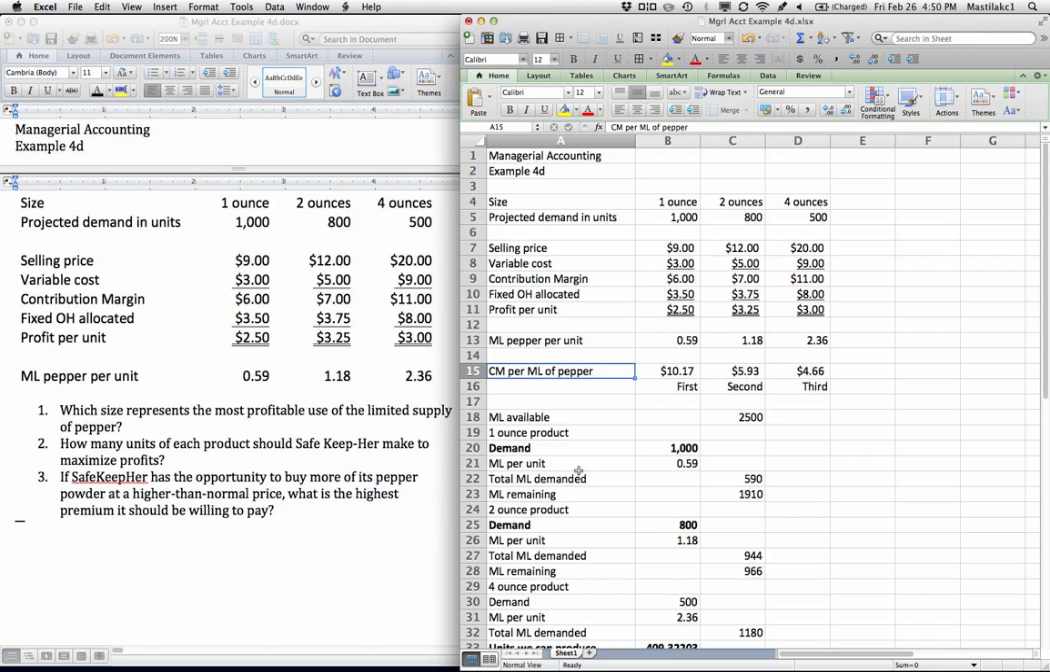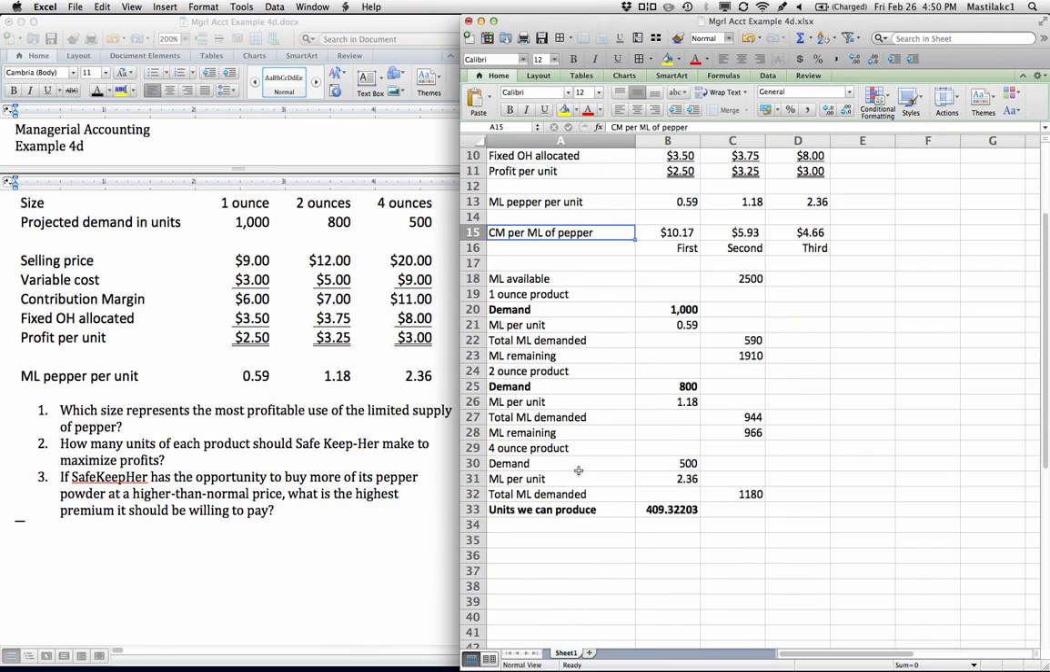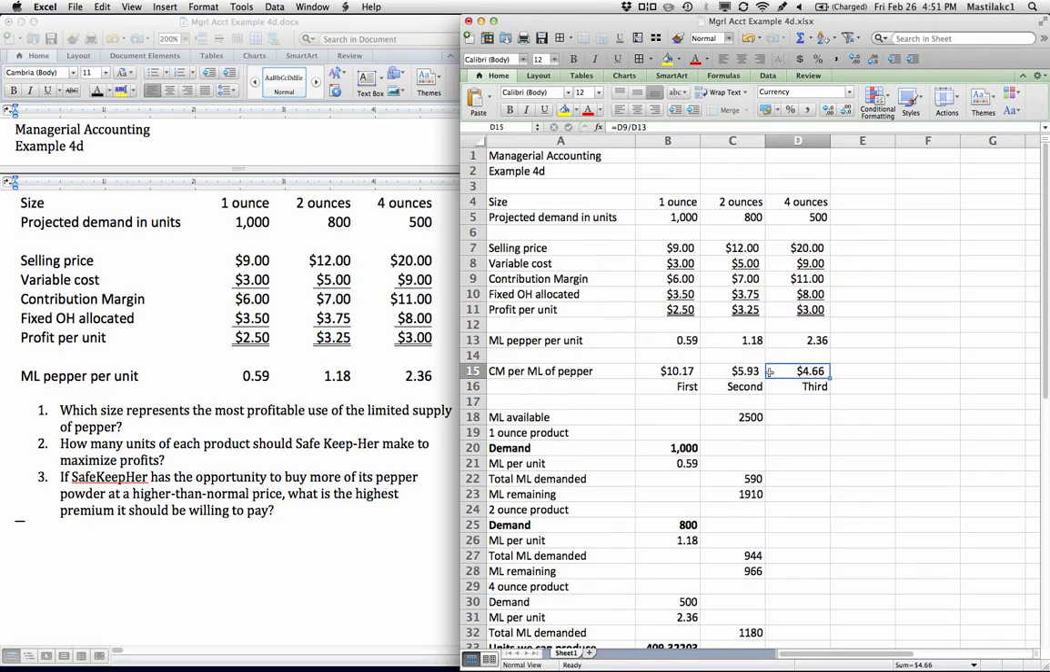Finally, if Safekeeper has the opportunity to buy more of its pepper spray at a premium price, what's the maximum premium it should pay? Really, the maximum premium it should pay is the amount of contribution margin it makes when it buys a milliliter of the pepper. So it's going to depend on which products we're making. In this case, if we need to buy extra, it's because we're making the 4-ounce product. And for every milliliter of pepper we put into the 4-ounce product, we make $4.66 worth of contribution margin. So in that case, because that's the product we're making, the most profit we can make is $4.66. So the premium that I should be willing to pay to buy additional milliliters of pepper is $4.66 per milliliter.